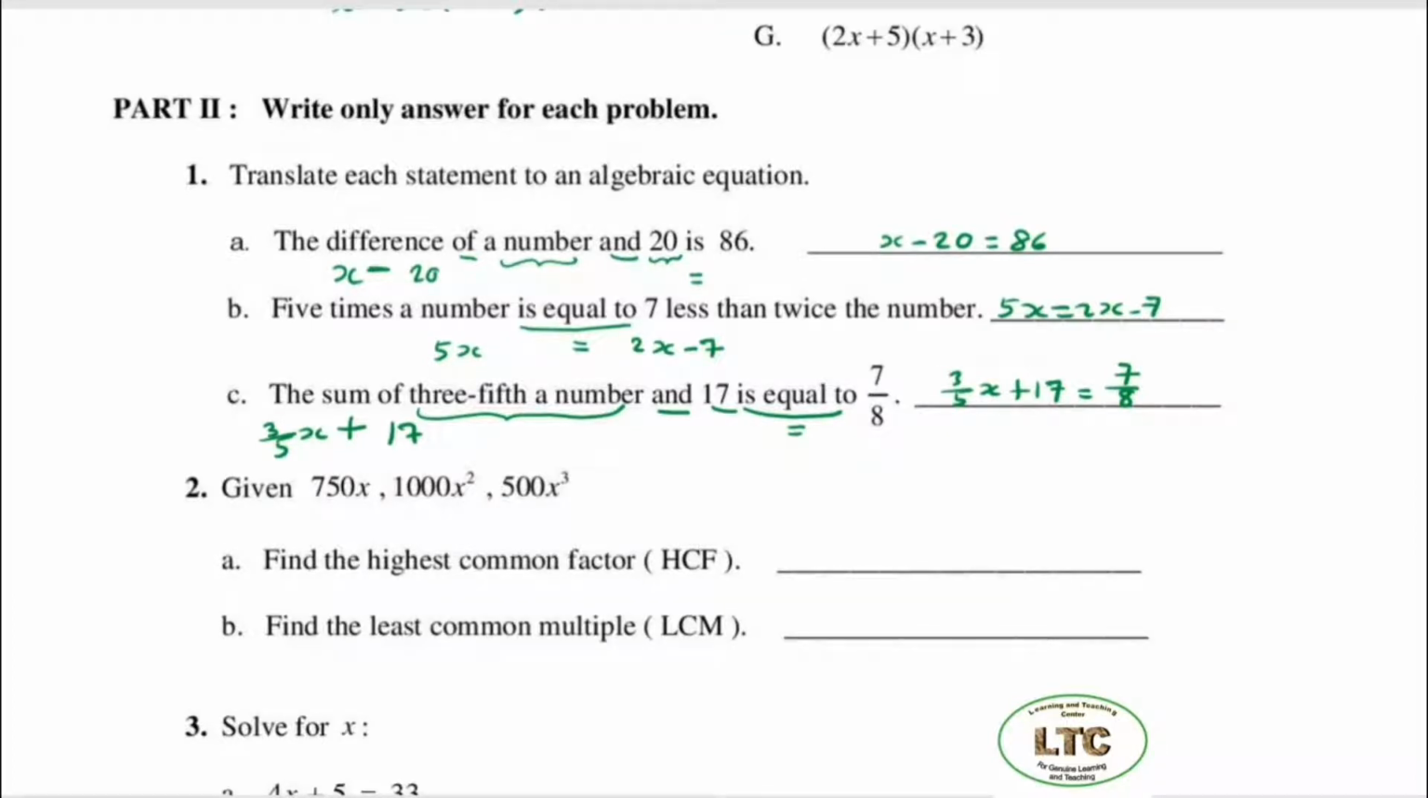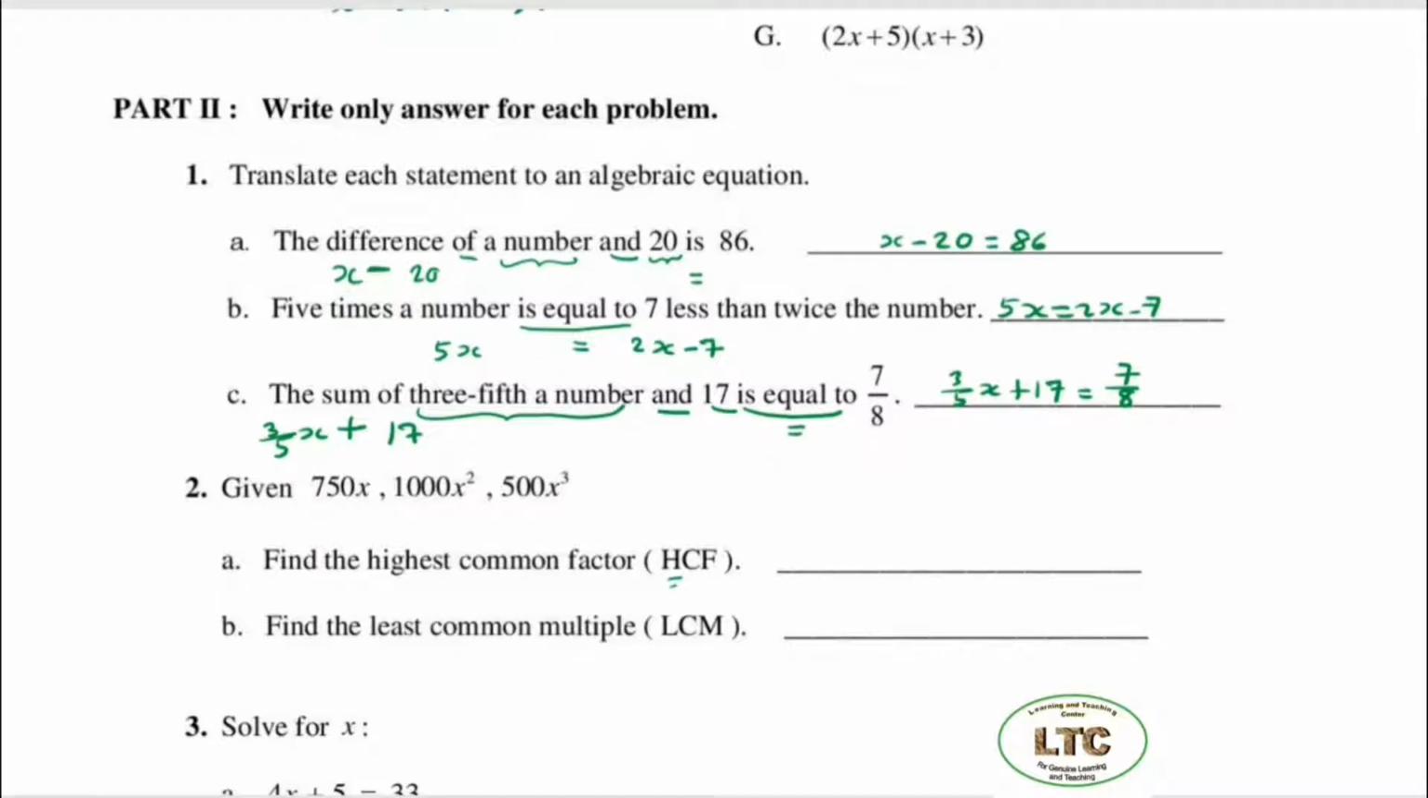Given 750x, 1000x squared, 500x power 3, find the highest common factor. The highest common factor divides all three and is the biggest. So we have to factorize.